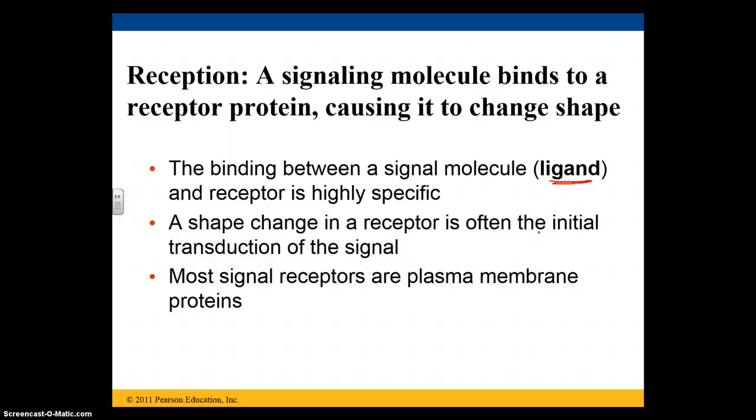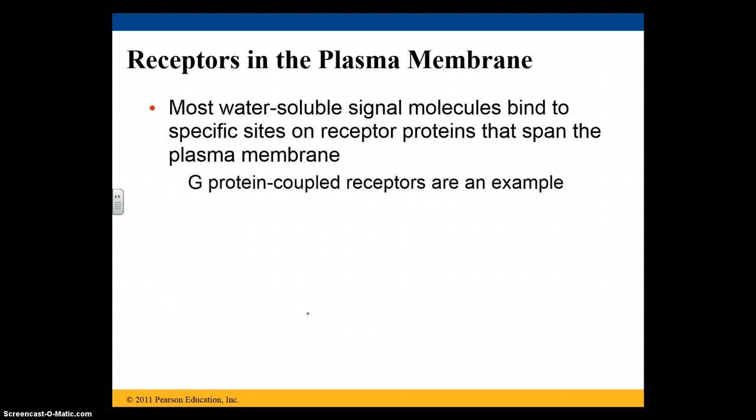Usually, the ligand will cause some kind of shape change in the receptor, and that is the initial transduction of the signal, so the first part of the signal. And most signal receptors are going to be plasma membrane proteins. So when the signal is water soluble, then most likely it will bind to specific sites on a receptor protein that spans the plasma membrane. An example of this are G protein coupled receptors.